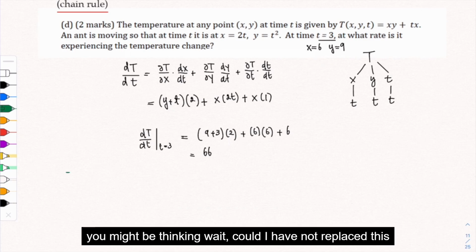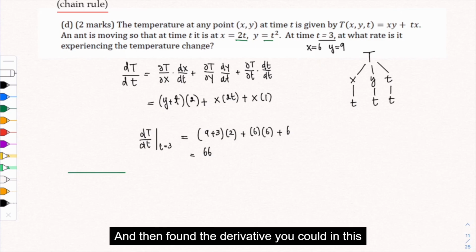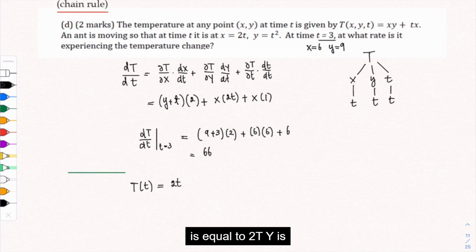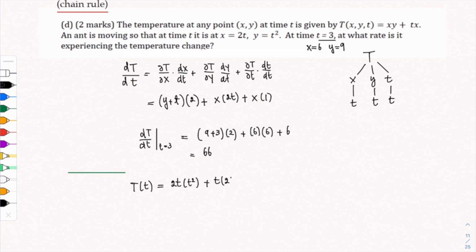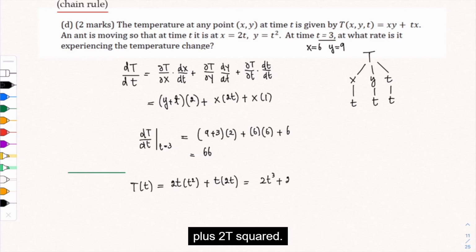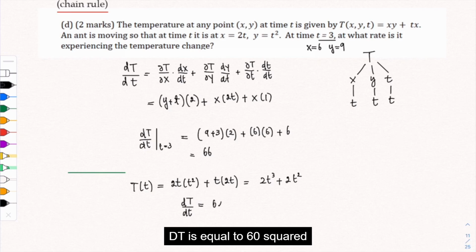Now, some of you might be thinking, wait, could I have not replaced this and this here and then found the derivative? You could. In this particular case, you have everything. So you can say T is just a function of t, x is equal to 2t, y is equal to t squared, t is t, and x is 2t. So you discover that this is 2t cubed plus 2t squared. So dT/dt is equal to 6t squared plus 4t.